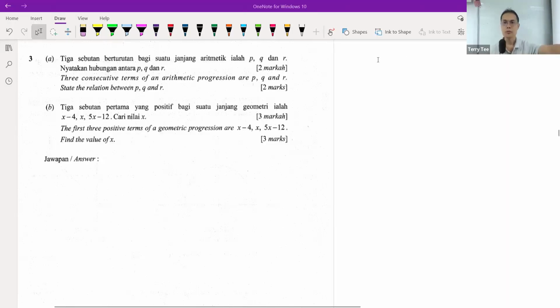Okay, moving on to question number 3. This is from Form 4, Chapter 5, Progression. Here we have 3 consecutive terms of an arithmetic progression. They are given as P, Q, and R. You're supposed to state the relation between P, Q, R.